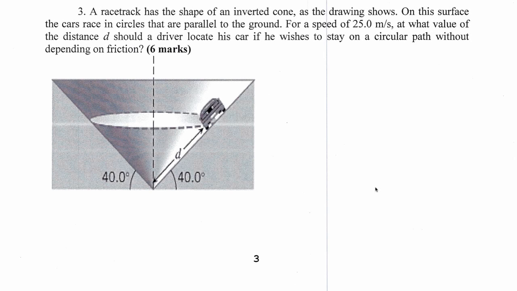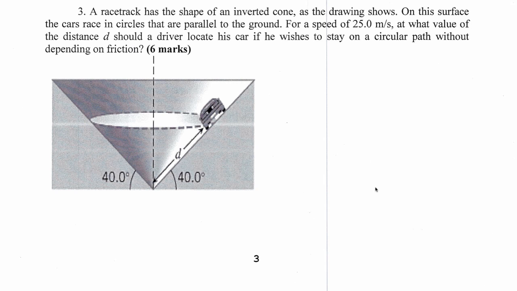Question 3 reads, a racetrack has the shape of an inverted cone, as the drawing shows. On this surface, the cars race in circles that are parallel to the ground. For a speed of 25.0 meters per second, at what value of the distance d, and that's the distance up the ramp, should a driver locate his car if he wishes to stay on a circular path without depending on friction? What's key in this question is that we don't want the car to have to depend on friction. And in fact, it sort of simplifies our analysis a little bit.